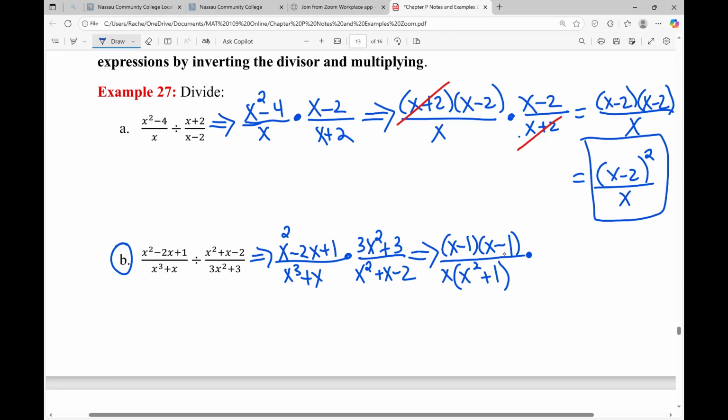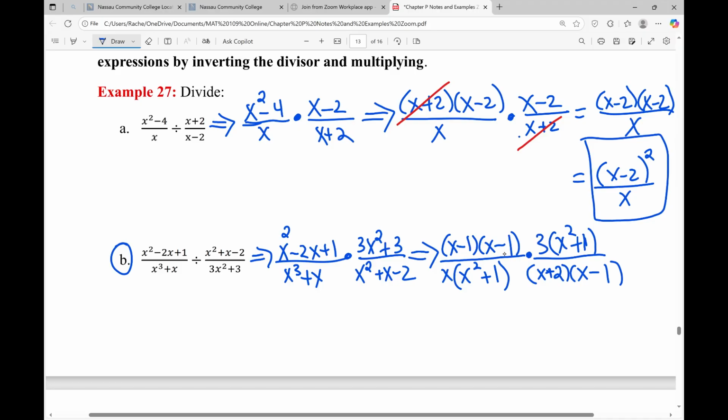Times, now let's factor 3x squared plus 3. We could factor out a 3, and we're going to be left with x squared plus 1. Over, now let's factor x squared plus x minus 2. So two numbers that multiply to negative 2 and add to positive 1. That's going to be a positive 2 and a negative 1, because 2 times negative 1 is negative 2, and 2 plus negative 1 is positive 1.